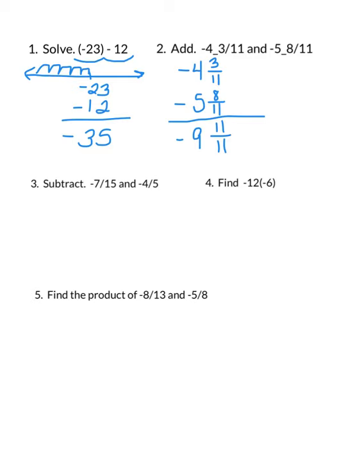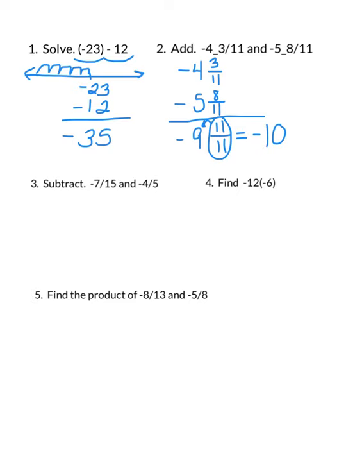So negative 9 and 11/11ths, actually 11/11ths is one whole. So when we add that to the 9, we really get negative 10. So our final answer is negative 10. Remember, when you're adding and subtracting fractions, you have to get a common denominator. That brings us to number 3.